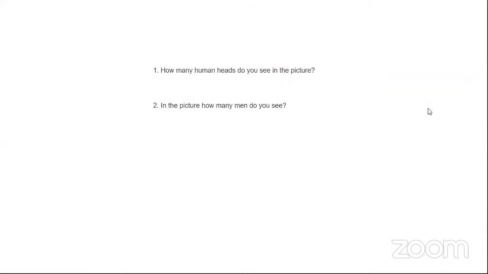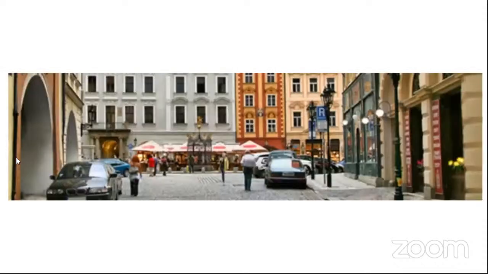Give yourself 5 marks. Then the second part is, in the picture, how many men do you see? 3. Now, 3 men. So even the illusory head that was there would be considered 1 man. Coming to this picture, 5 differences.